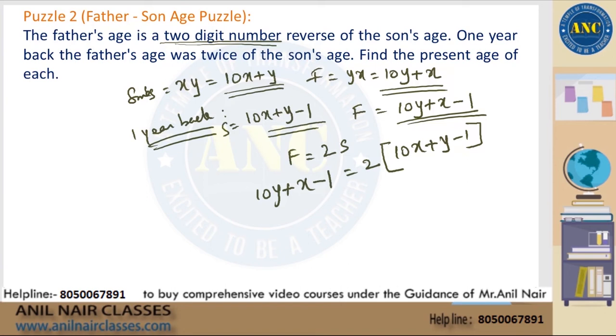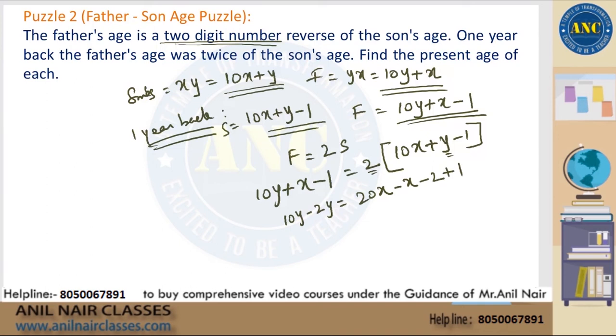On the right hand side I have x, so 2. On the left hand side I have 10y. This side, 2 into y is 2y. If I get that, this side minus 2y. So it's 10y minus 2y is equal to 2 into 10x, which is 20x. And if I take this plus x that side, it's minus x. And you have 2 into minus 1, which is minus 2. And this minus 1, if it goes that side, will become plus 1.